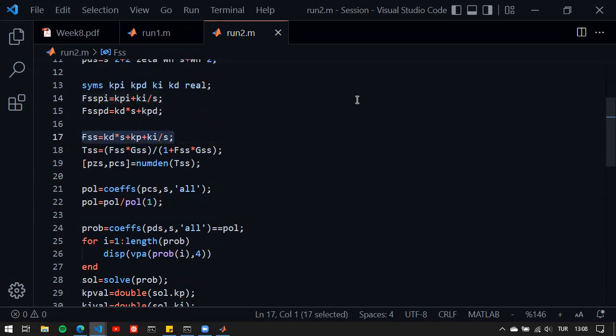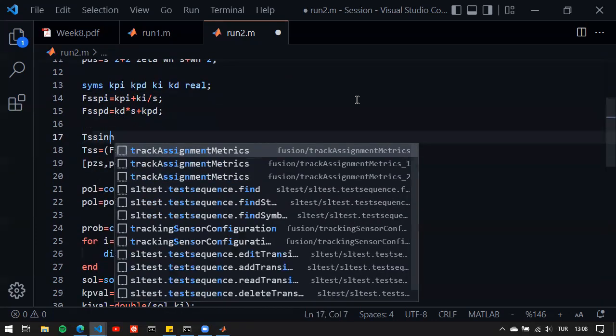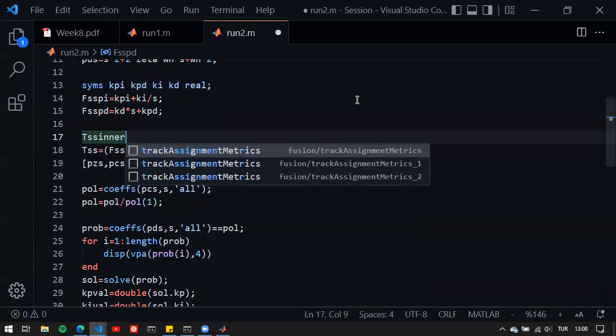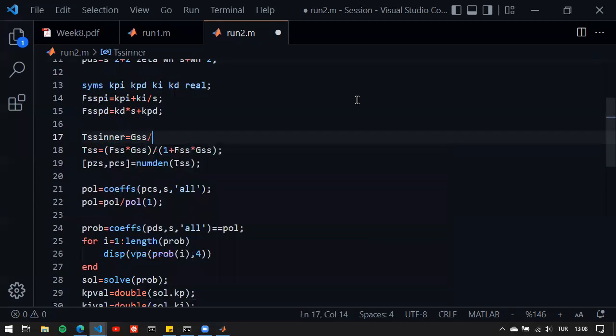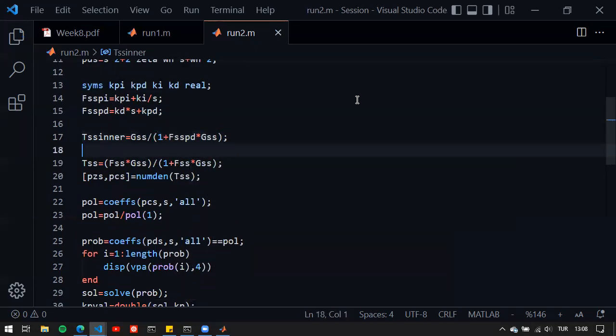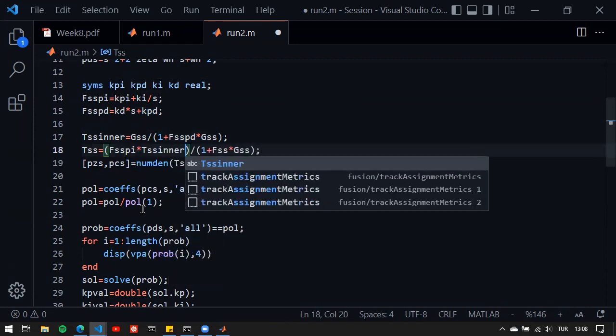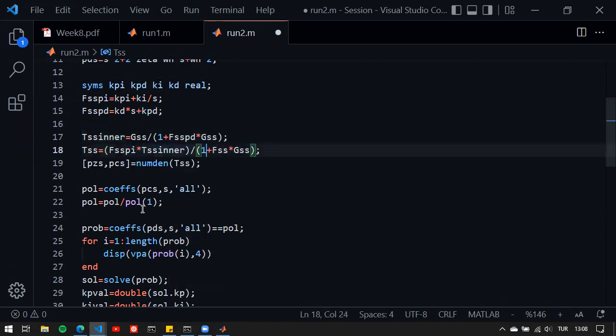Now, of course, the closed loop now will not look like this down here. First, we will use the inner loop. So we need to calculate the inner loop here. And the inner loop will be calculated using this, 1 plus FSS-PD times GSS. And then, since this is the inner loop, we have another outer loop, which uses this as the plant and is a PI controller. So therefore, the actual closed loop will look like FSS-PI times the inner loop divided by 1 plus FSS-PI times, again, the inner loop.